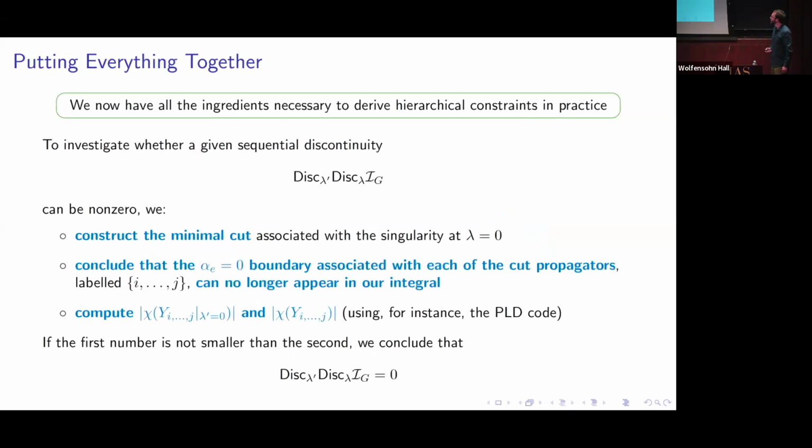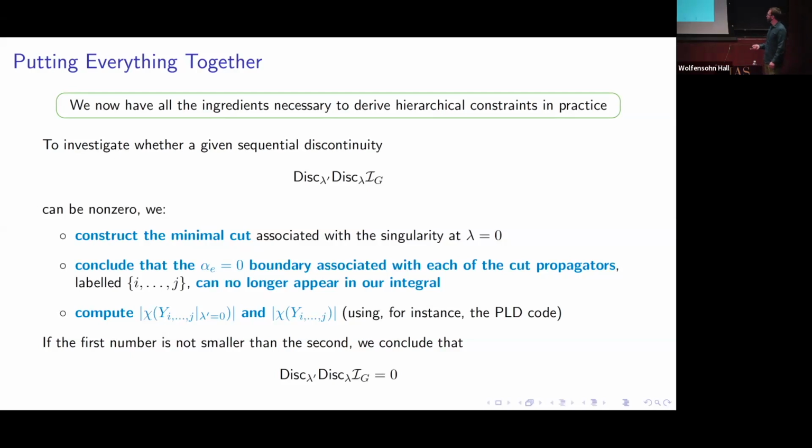Okay. So we now have all the ingredients necessary to derive hierarchical constraints in practice. Let's say we want to investigate a given double discontinuity, whether it can be non-zero, something that looks like this. What we're going to do is the following. We'll first construct the minimal cut associated with the first discontinuity, which corresponds to a singularity at lambda equals 0. Once we've constructed that, we'll conclude that the Feynman parameter boundaries associated with each of those cut propagators can no longer appear in our integral because those contours have been pinched.